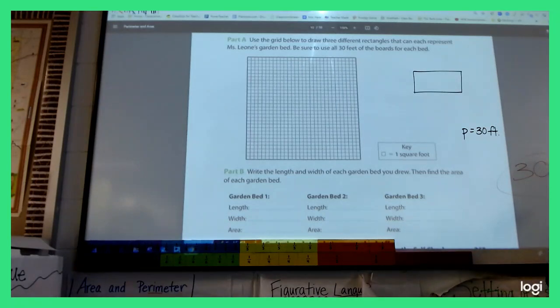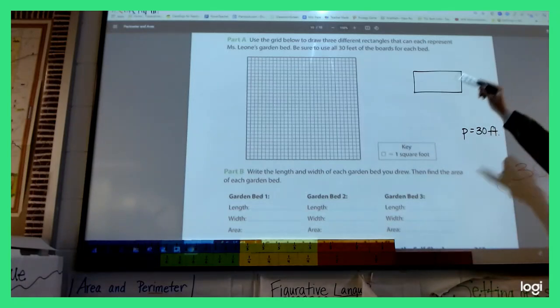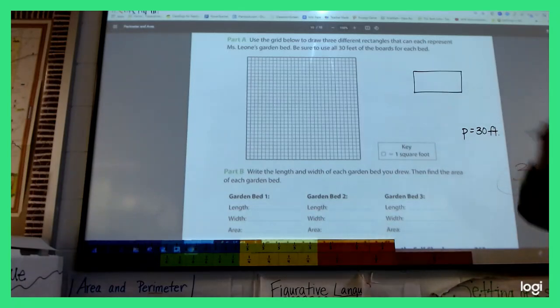Well, what do you guys think we should do? What could we try to do? Angie? So we know, we're trying to figure out if perimeter is 30, what's one way her garden could be shaped, like the length and the width? How can we start to figure that out?